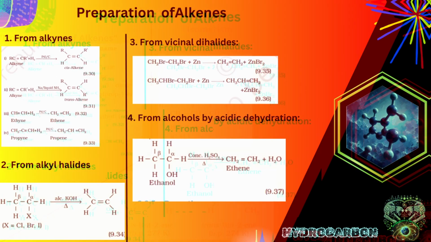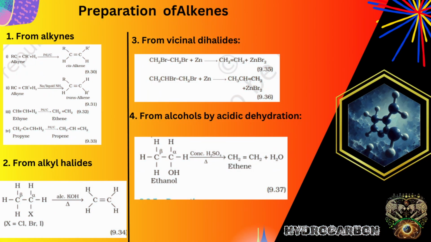Now let's see the methods to prepare alkenes. One common method for preparing alkenes is the partial reduction of alkynes. When alkynes are treated with hydrogen gas in the presence of Lindlar's catalyst, cis alkenes are formed. For example, ethyne can be reduced to ethene.